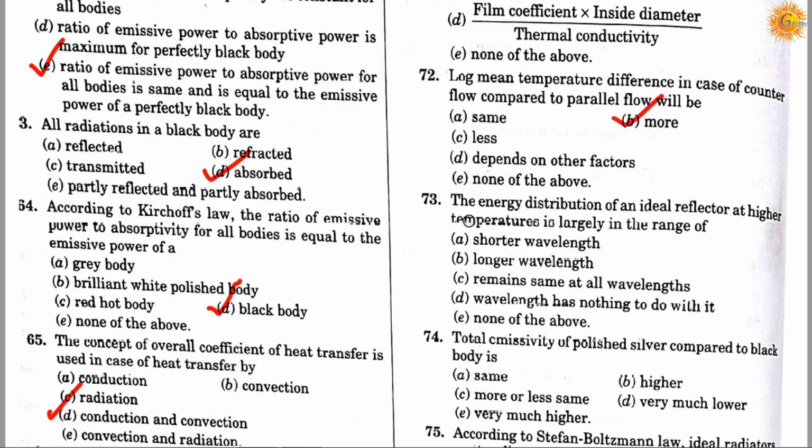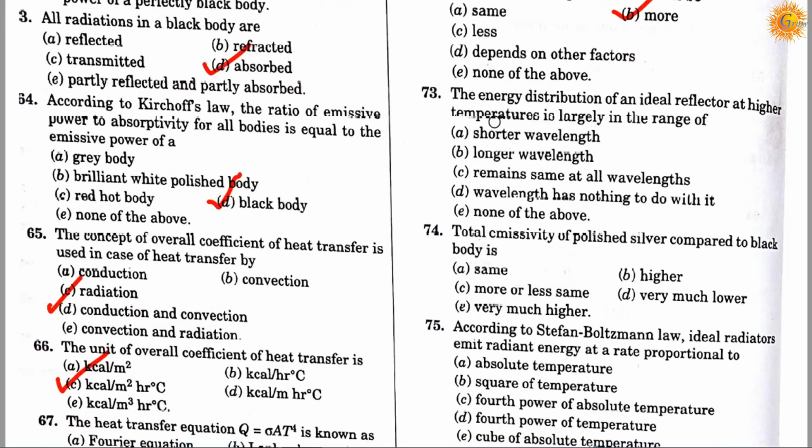Question number 73. The energy distribution of an ideal reflector at a higher temperature is largely in the range of: option A, shorter wavelength; option B, longer wavelength; option C, remain same at all wavelengths; option D, wavelength has nothing to do with it; and option E, none of the above. Correct answer is A, it will be shorter wavelength.